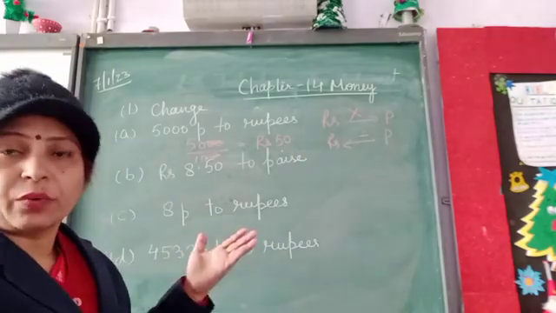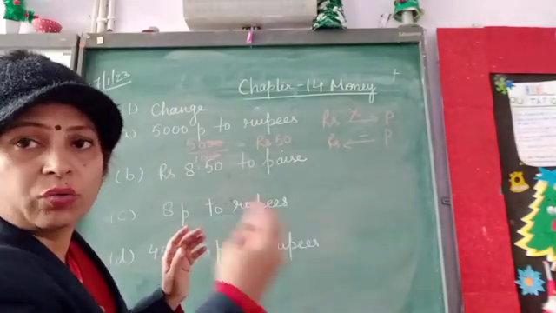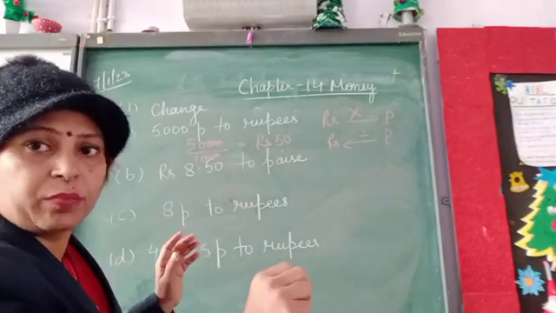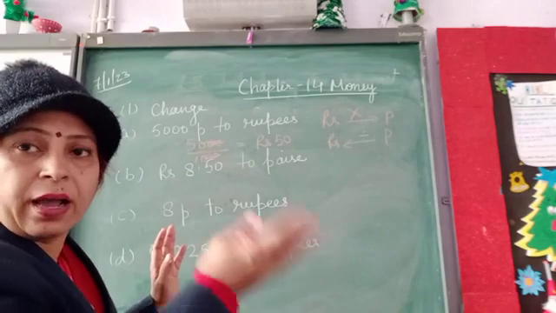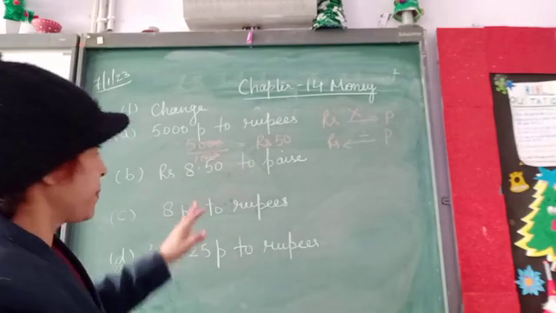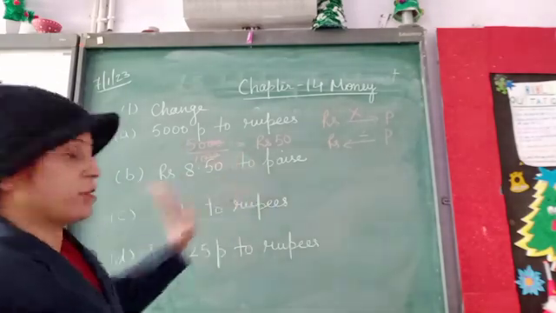Or there is another way: from the right hand side you count 2 digits and then put the point before them. The number after the point is paisa and the number before it is rupees. So here it is 50 rupees. There is no paisa here.